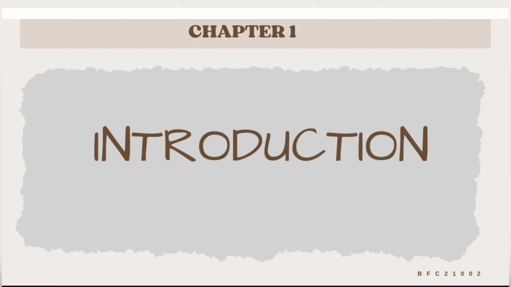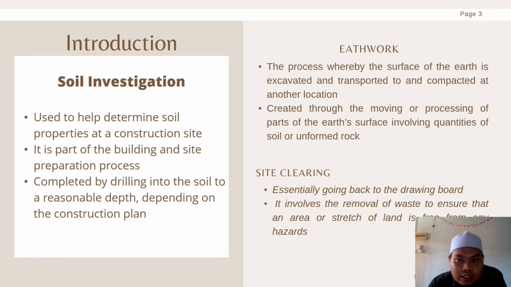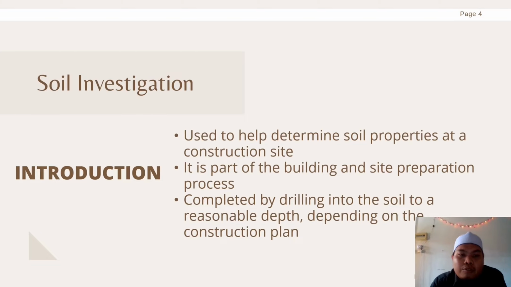For the introduction, we need to do three things before we start our project, which are soil investigation, earthwork, and site clearing. Soil investigation is used to help determine soil properties at the construction site. It is a part of the building and site preparation process, and is completed by drilling into the soil to a reasonable depth depending on the construction plan.